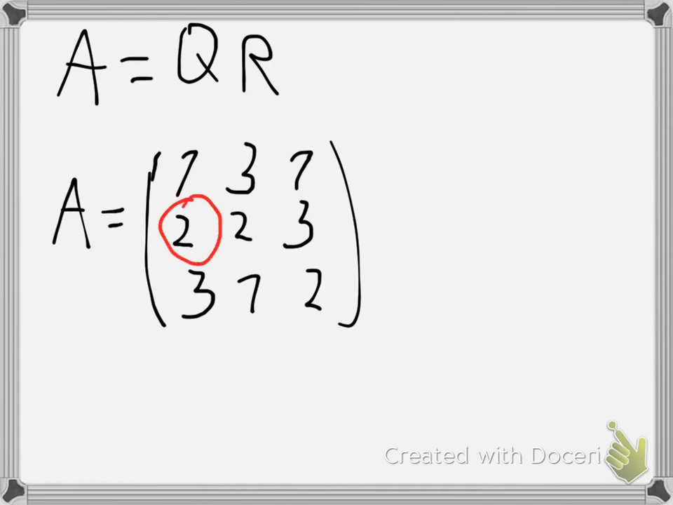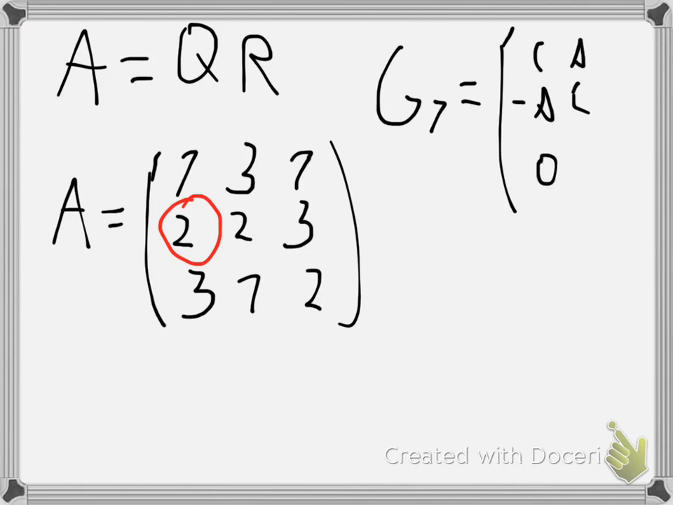Okay. So my first Givens rotation will be of the form: there will be a negative sign here, the two cosines on the diagonal, and the sine here. And here there will be zeros, a 1 here, a 0, 0 here. Okay?